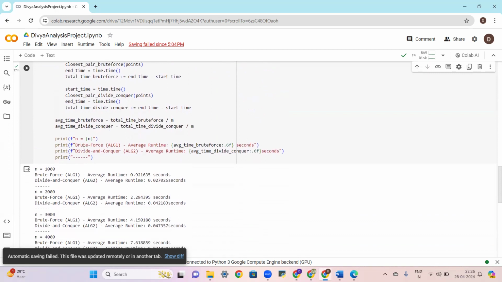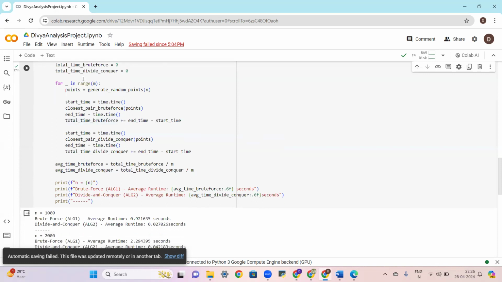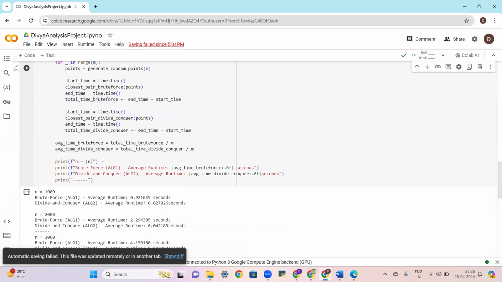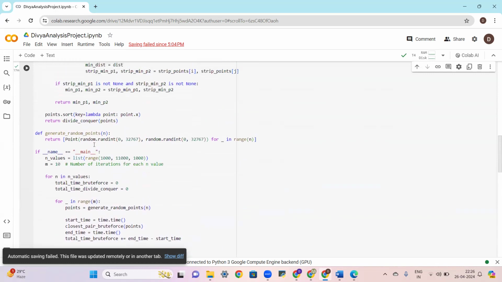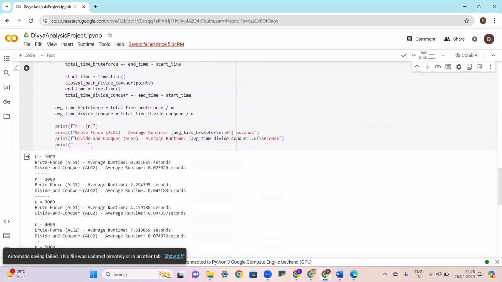For the brute force algorithm, I have taken the average run time, and the divide and conquer run time, and it represents them in seconds. I have already done my execution because it takes more time to run, as I have given the n value as 1000 and higher. We can take any n value.